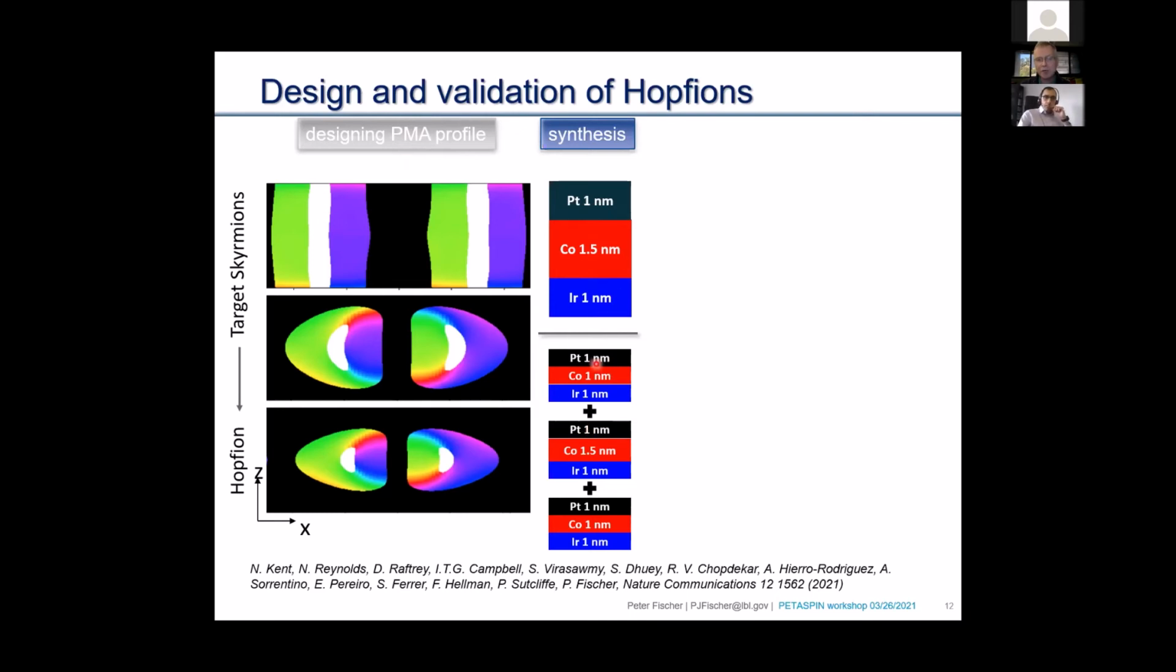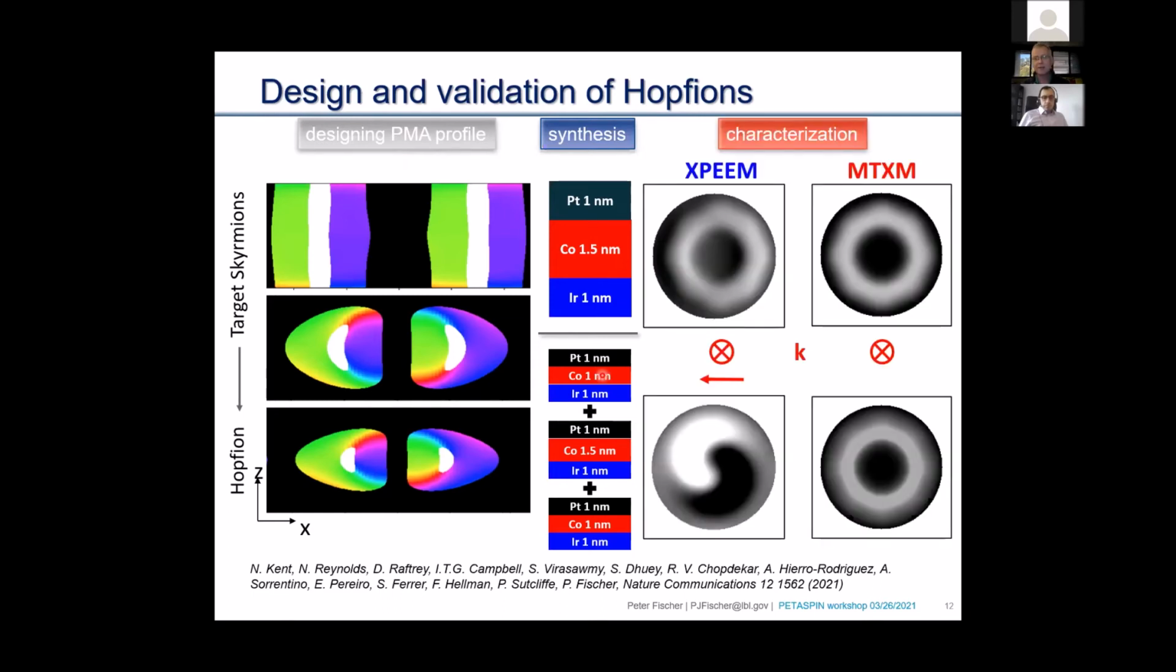What we see here for the Hopfion system down here, this 1.5 nanometer cobalt layer was just reduced slightly to the 1 nanometer layer, and it was this designing of the PMA across the thickness that should, this was a prediction from theory, allow us to generate and create Hopfions in these multi-layered systems. And then we also did some expectations, characterization.